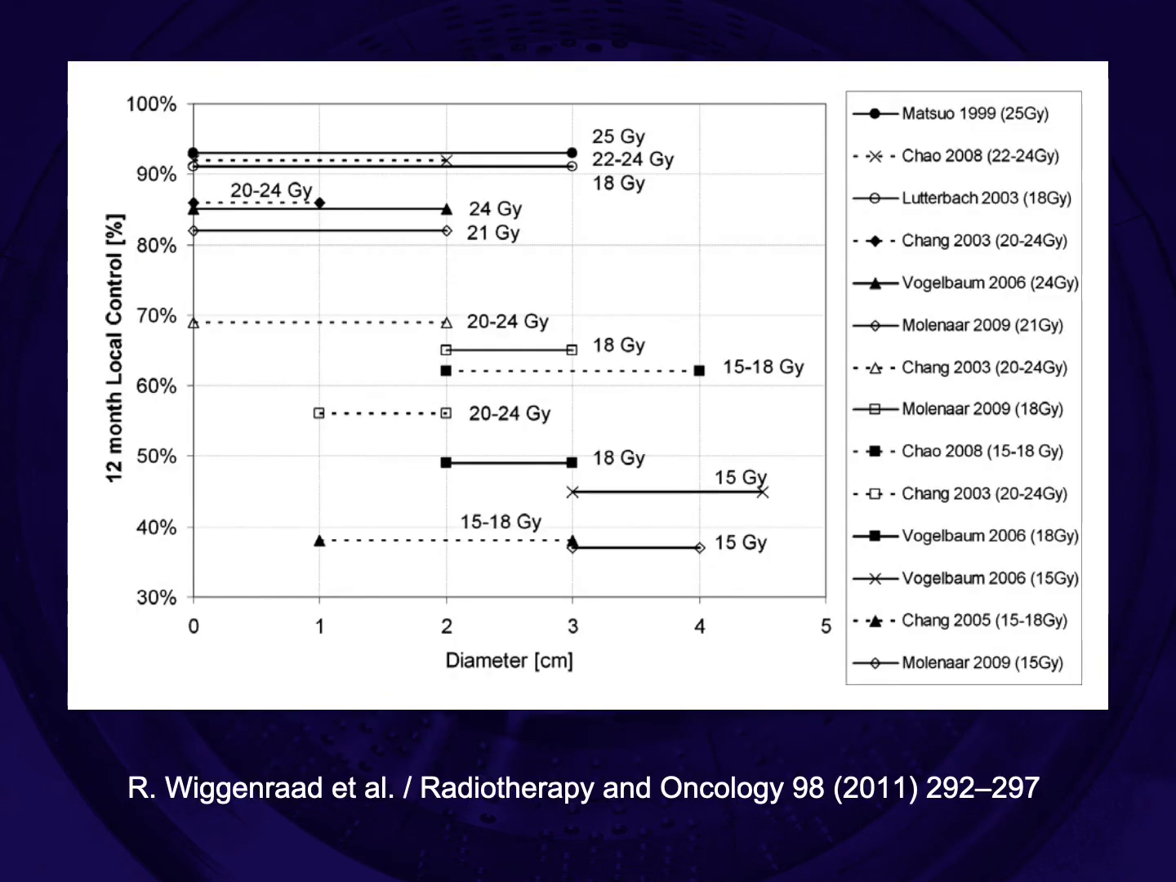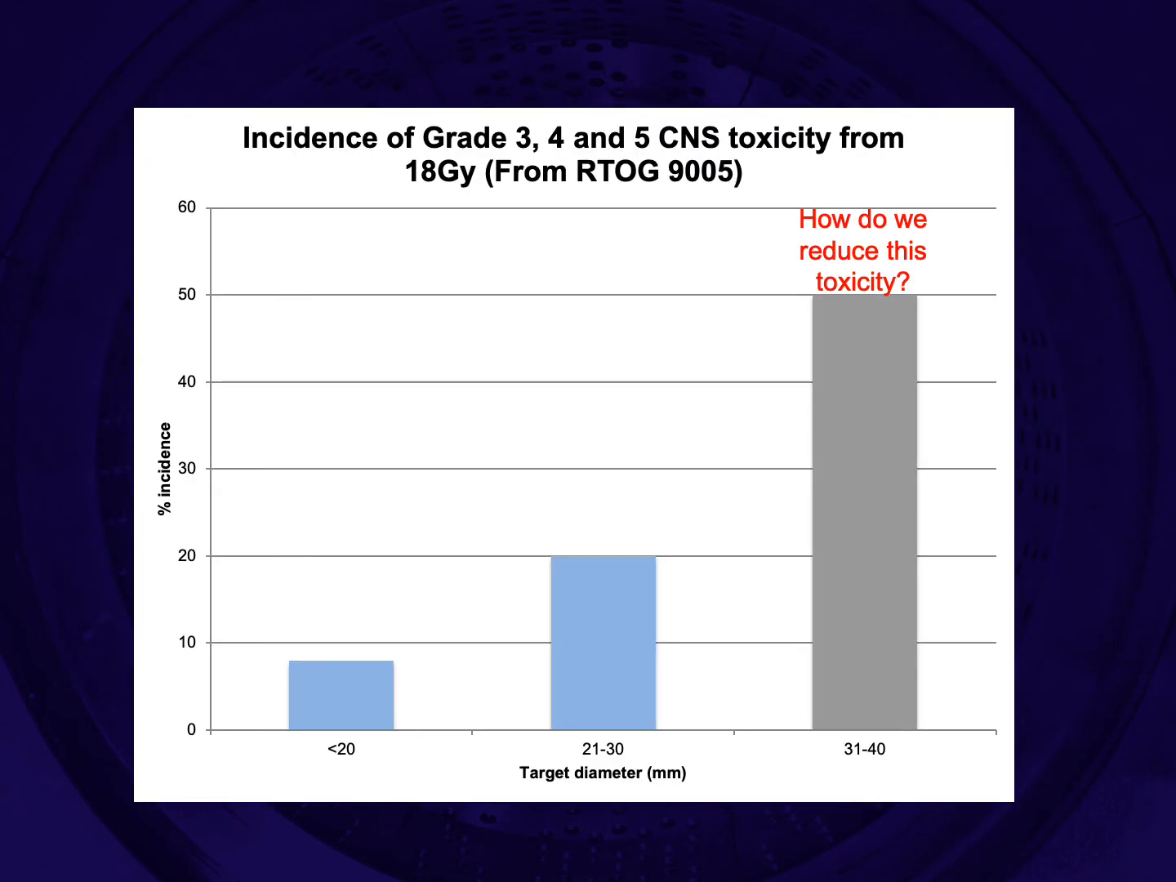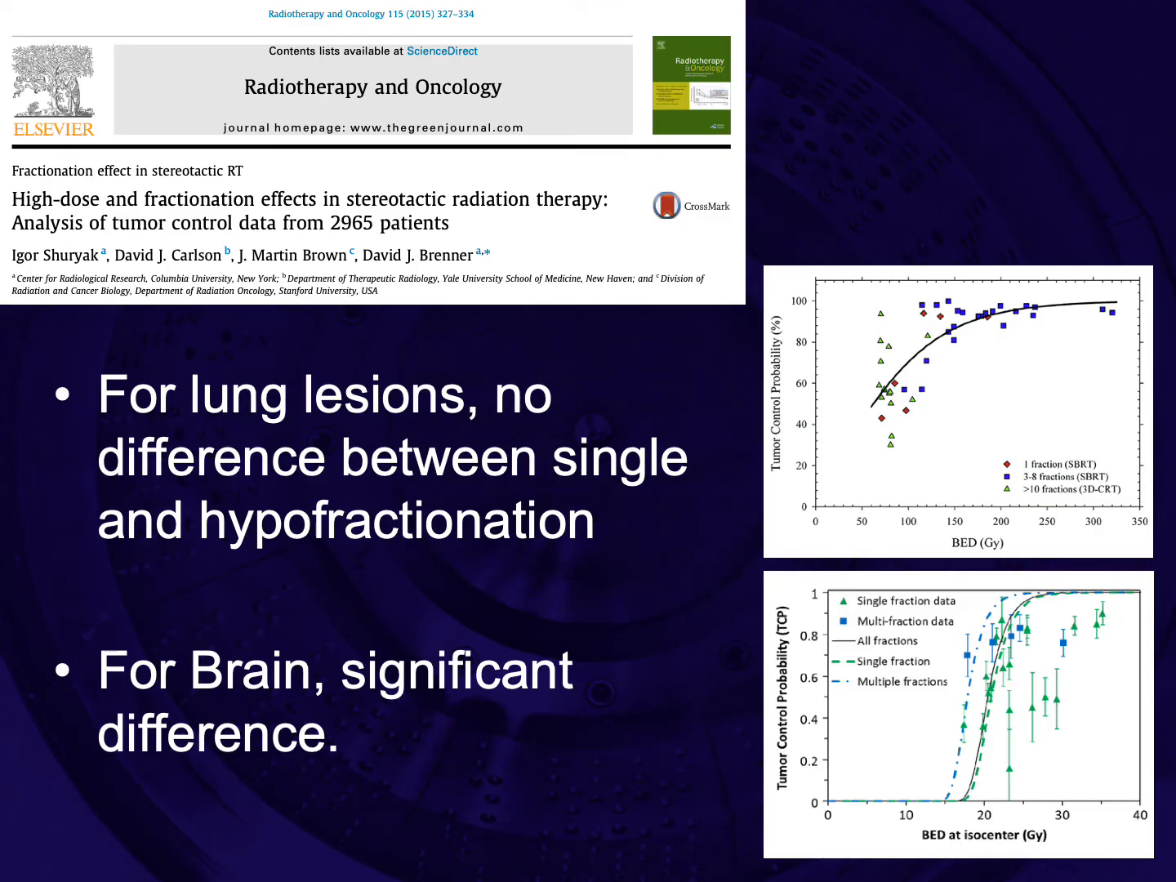Well, we can't lower the dose. This is a meta-analysis of a number of radiosurgery papers looking at 12-month local control. And we can see here that once we go down to around 18 gray, we're somewhere around the 50-60% 12-month local control level. We'd really rather be above 20 gray to achieve durable local control. So one of the ways of doing that that is proposed is hypofractionation.